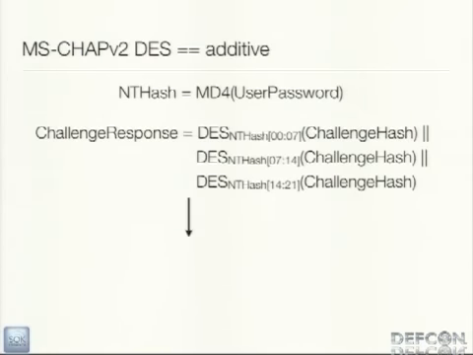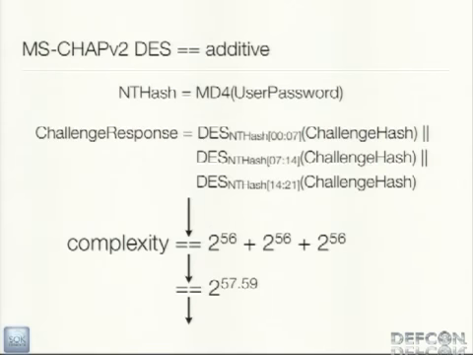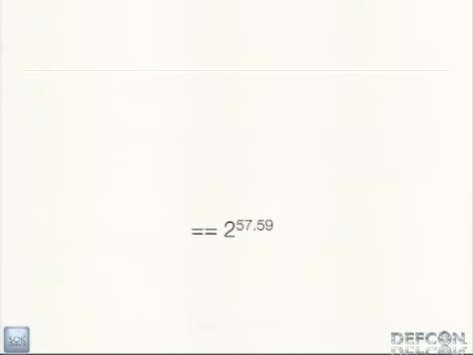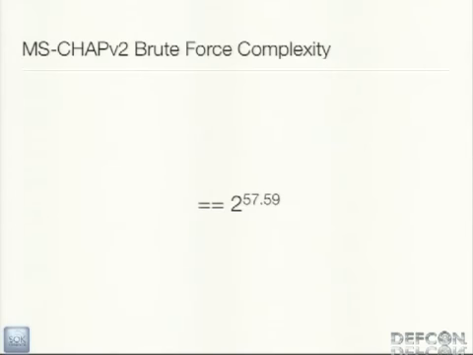That actually gives you an additive complexity, right? Where your key space is 2 to the 56 plus 2 to the 56 plus 2 to the 56, which is 2 to the 57.59. So that's basically the number that we're dealing with here. And that's still kind of a big number.